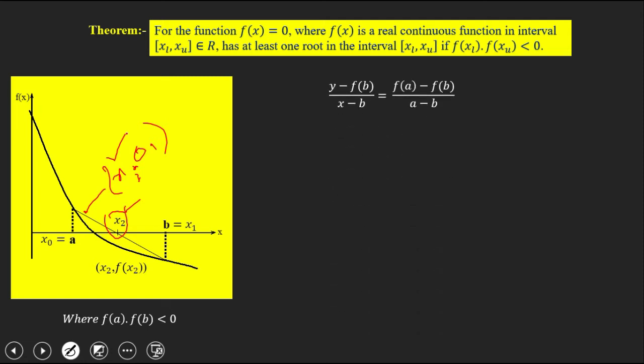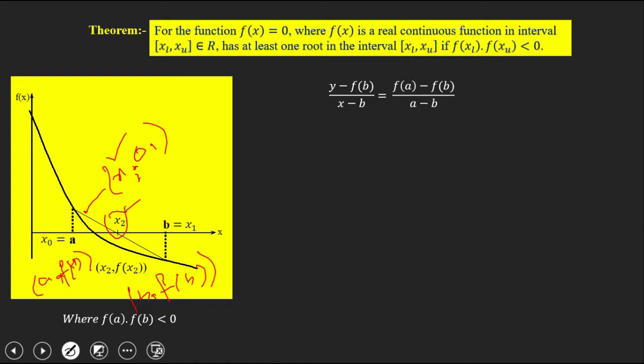As in the previous slide we discussed, we can find the equation of any straight line if we have information about any 2 points on the line. So here at A and B we have information about this line, this chord, where one point is (b, f of b), and the other point is (a, f of a).